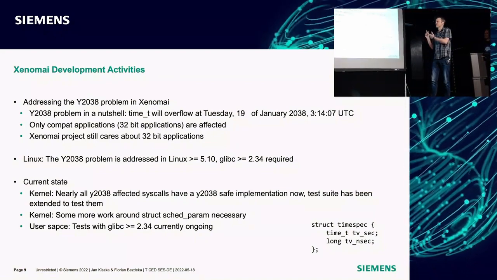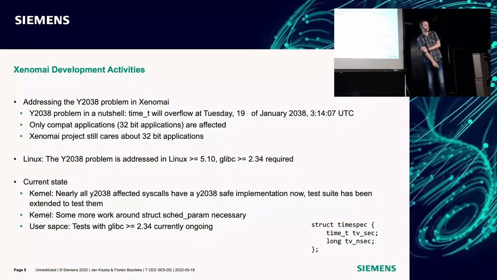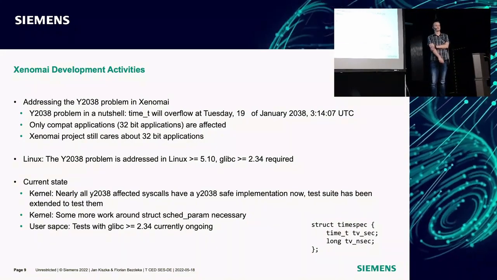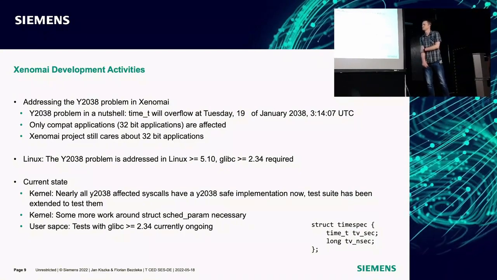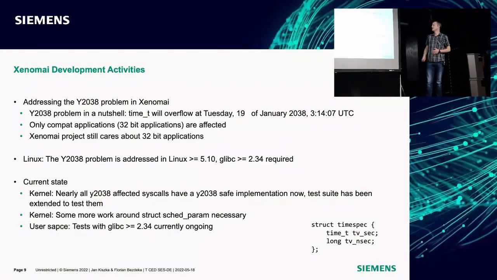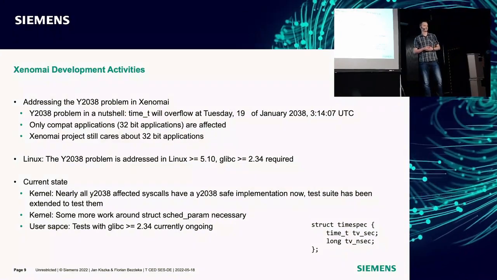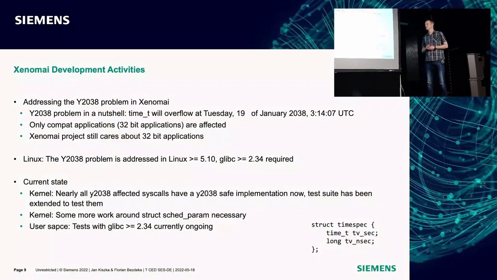The message is the Xenomai project still cares about such applications. So we discontinued the 32-bit kernel some time ago. Don't know, 3.0 or was it the last release with 32-bit? Yeah, something like this. But we still care about the legacy or compat user space.